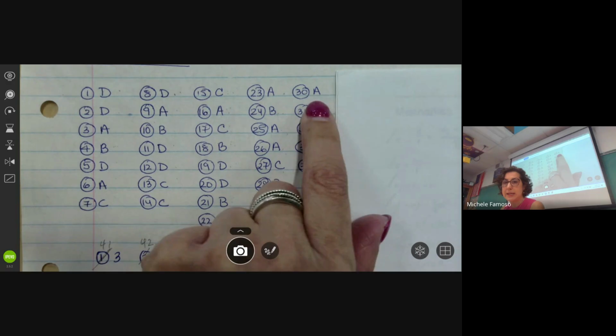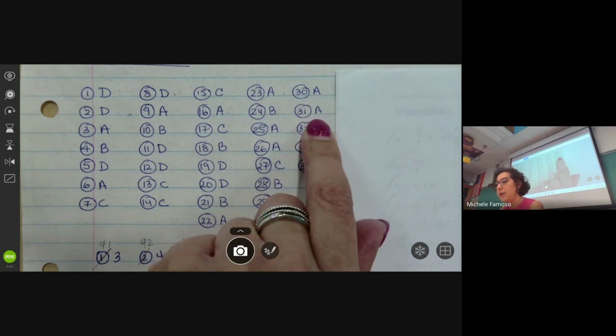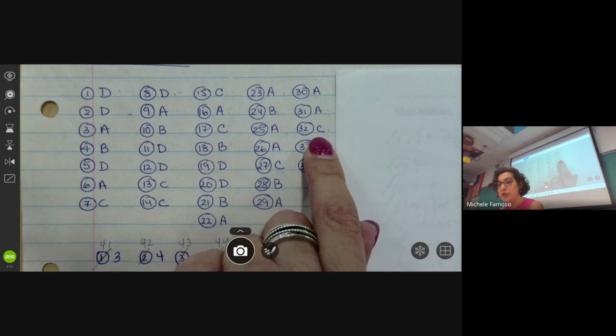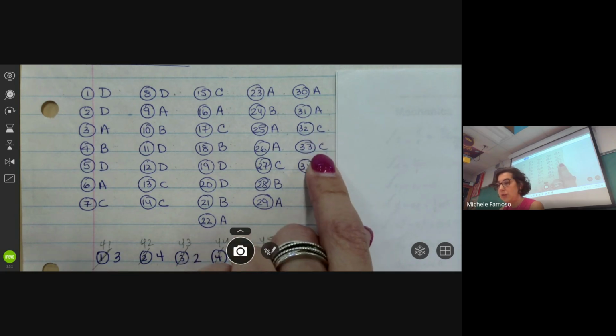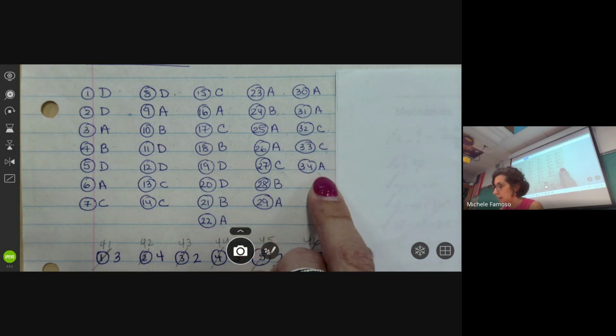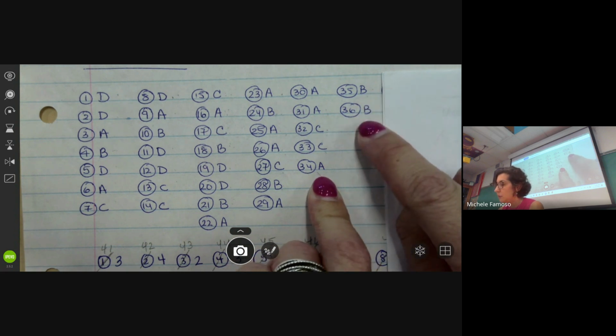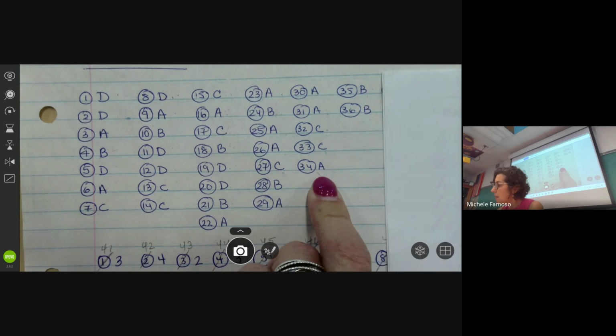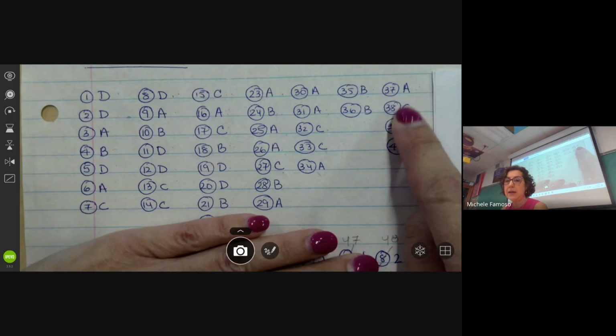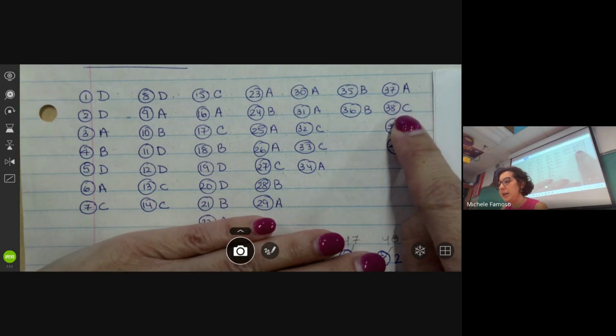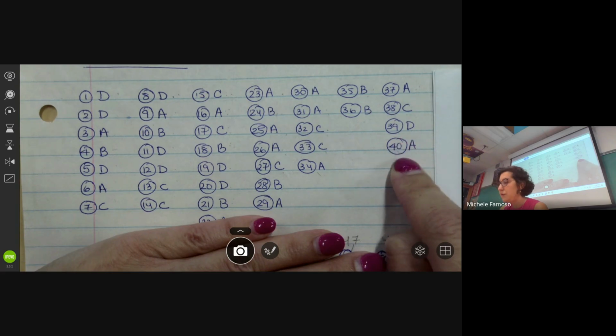Number 30 is A. 31 is A. 32 is C. 33 is C. 34 is A. 35 is B. 36 is B. 37 is A. 38 is C. 39 is D. 40 is A.